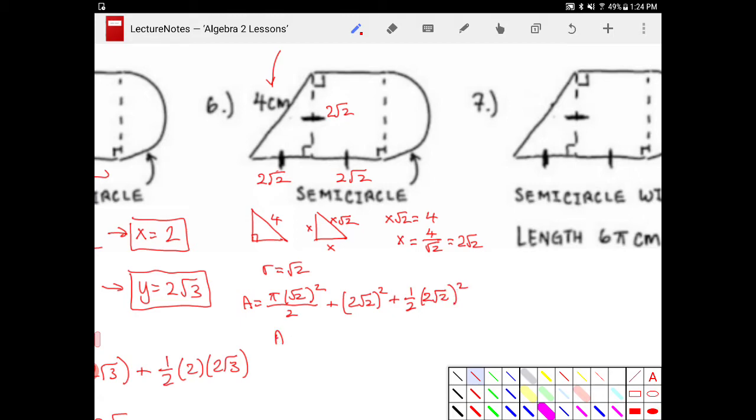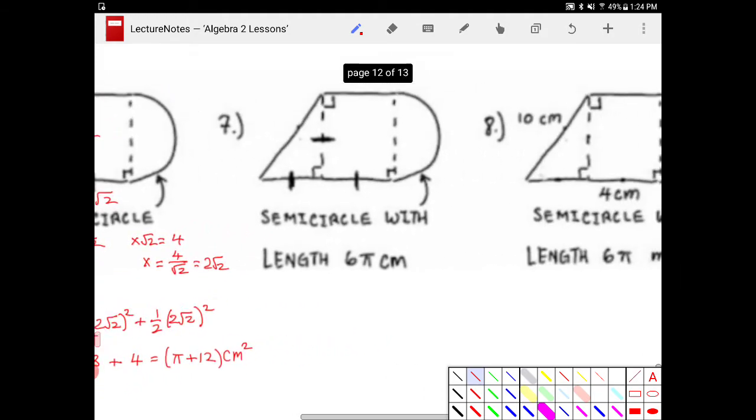So what is the area of this whole entire figure? Well, I will end up with just pi plus 2 radical 2 squared, which is going to be 8, plus 1/2 of 2 radical 2 squared, which is going to be 4. So this is going to be pi plus 12 centimeters squared. All right, moving on.